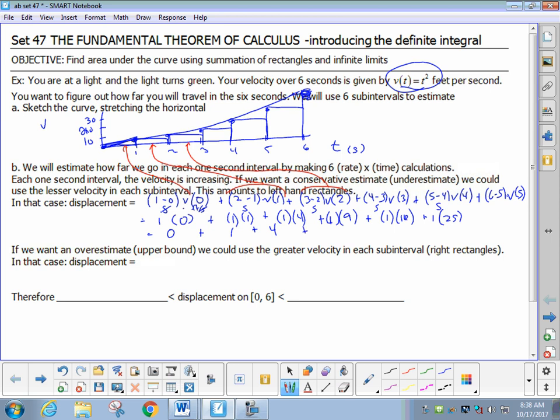Then you're going a little faster, and in that next second, you went about 9 feet. And then you're going a little faster. The next second, you went about 16 feet. And then the last, you're starting to really travel far in 1 second, so you're going 25 feet. Overall, then, what do we got there? 41, 50, 54, 55 feet. You track it? Okay.